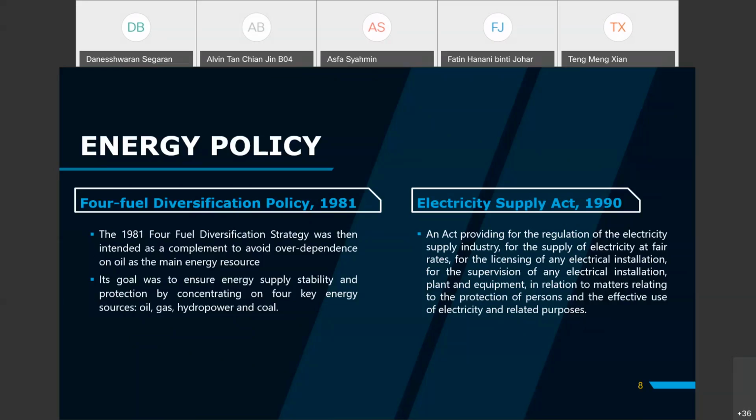The Electricity Supply Act 1990 is for the regulation of the electricity supply industry, for the supply of electricity at fair rates, for the licensing of any electrical installation, and for the supervision of any electrical installation, plant, and equipment. In relation to it, it covers matters relating to the protection of persons and the effective use of electricity and related purposes.